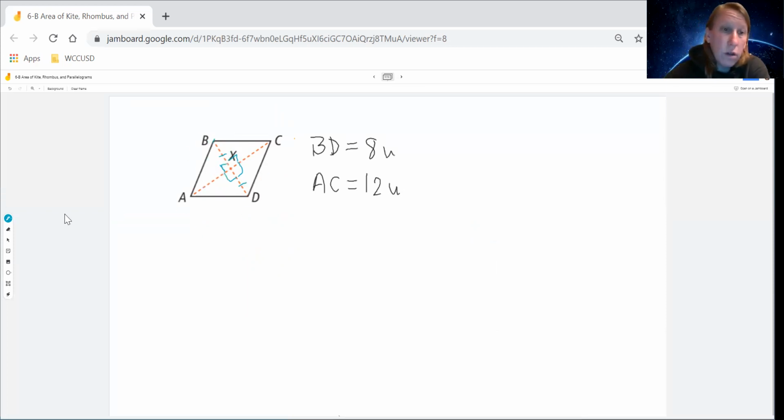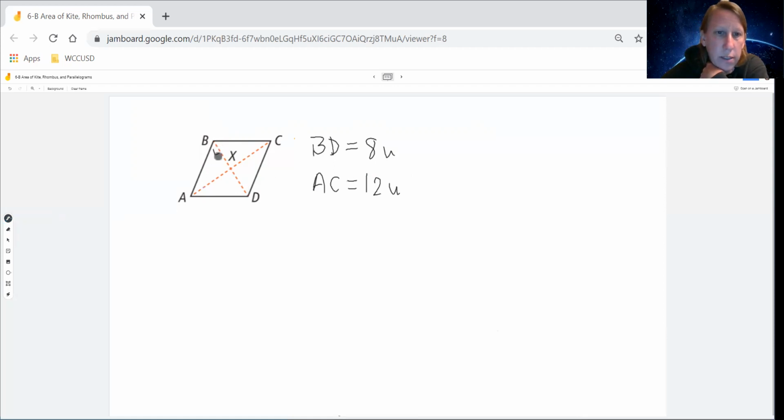Yeah, there's 4 congruent triangles in there. You should believe me. And they're all little right triangles. All right, let's mark what we have. So again, it's telling us about the diagonals. So it says from B to D is 8.